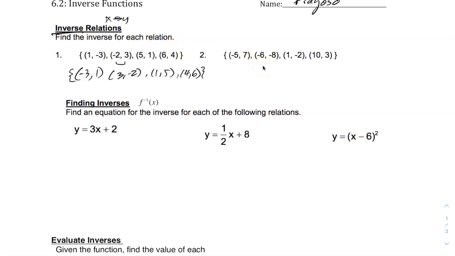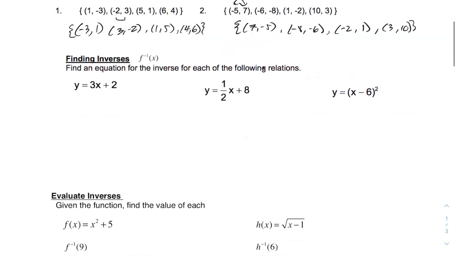Next one, same idea. Again, all we're going to do is transpose the numbers. You just switch x and y. You just literally switch what they look like. Just trade places. And there we go. Those are inverse relations.